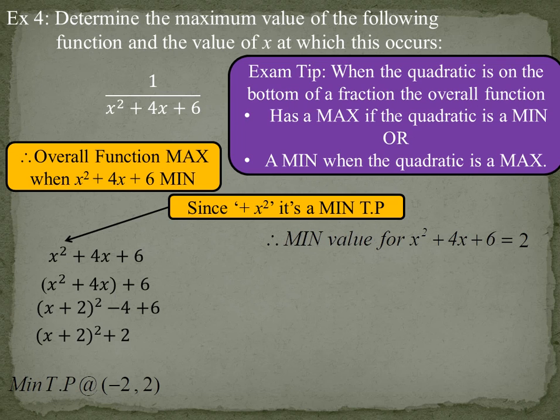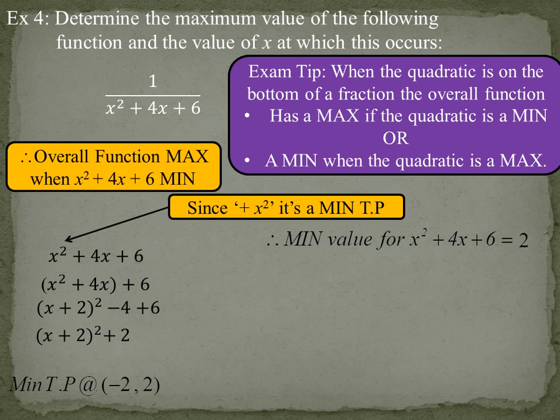So as that quadratic's y value changes, the bottom of that fraction changes. The lowest number it can be for x squared plus 4x plus 6 is 2. Therefore, that's a half. Now, if we move x squared plus 4x plus 6 going up to 3, you'd have 1 over 3. Hopefully, you can see that a half is a bigger value than a third. Now, if we move x squared plus 4x plus 6 to 4, you'd have 1 over 4, a quarter. A quarter is now smaller than a third.